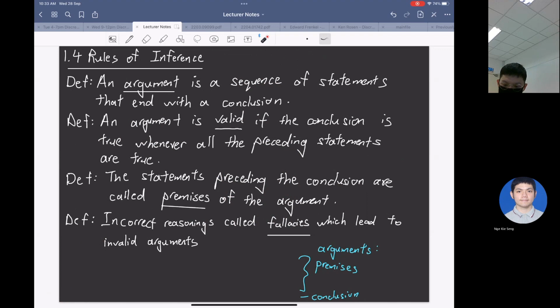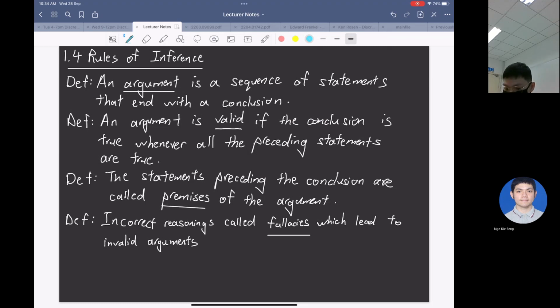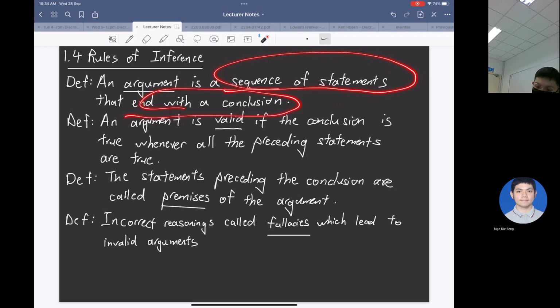Rules of inference. So this slide you just need to understand, you don't need to memorize. This is just some terminology for us to discuss what we have to say in the logic. So first of all, argument. Last time we talked about statements. I taught you how to build a statement. Now you have to put those statements together, and the sequence of statements that ends with a conclusion we call an argument.